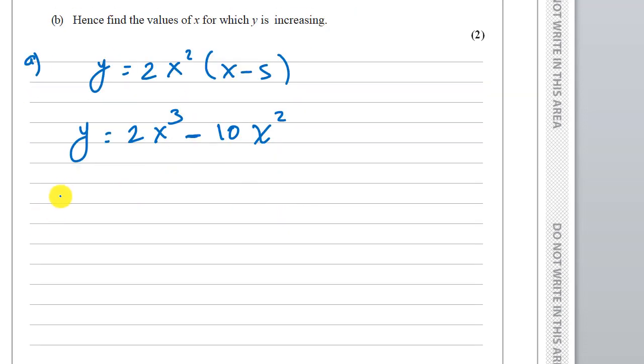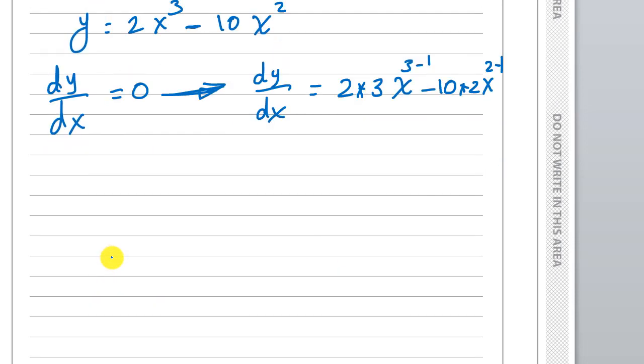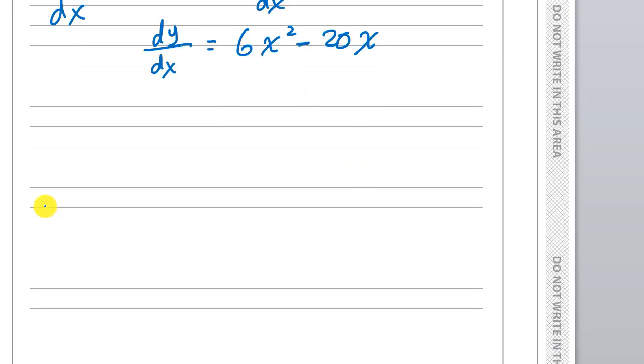So dy by dx equal to 0 to find the turning point, or stationary point. So dy by dx equal to 2 multiplied by 3x power 3 minus 1, minus 10 multiplied by 2x power 2 minus 1. So dy by dx equal to 6x power 2 minus 20x. So this is dy by dx.